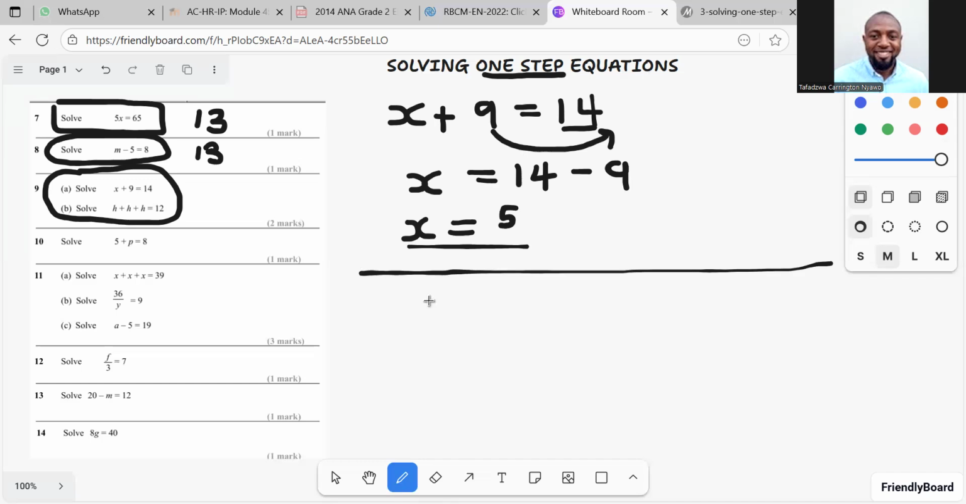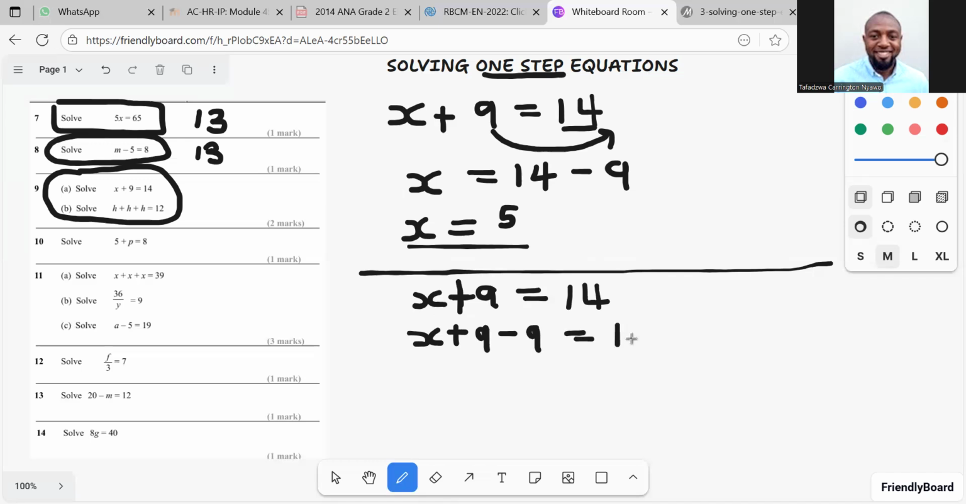Okay, let's apply the other method. So I have x plus 9 is equal to 14. Okay, so I want to remove this positive 9 from x. So what do I see? The operation that is here is a plus. So in order to remove that positive 9 from x, I apply the inverse of plus, which is minus. So therefore, I will subtract 9 from both sides.